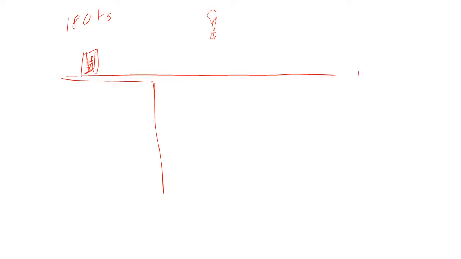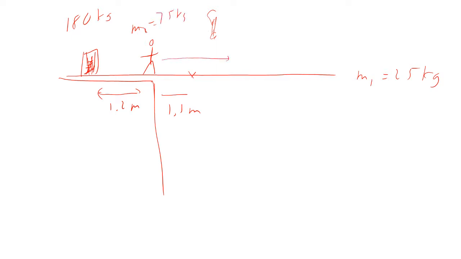Okay, let's say the board has a mass M1 of 25 kilograms, and the center of the board is a distance of 1.1 meters from the edge here. So clearly that's the center of the board. Let's say that the pile of bricks is 1.2 meters this way. And now we have a person here of mass M2 of 75 kilograms who starts walking out here. So the question is, how far out can this person walk before this gives way and rotates like that?